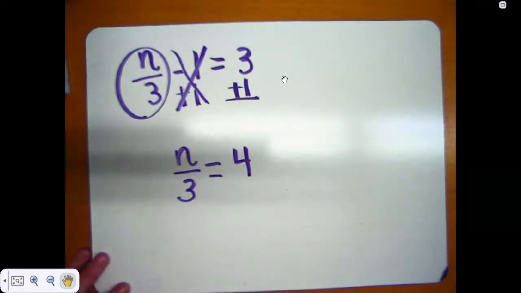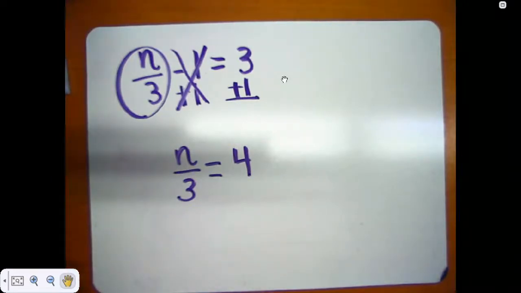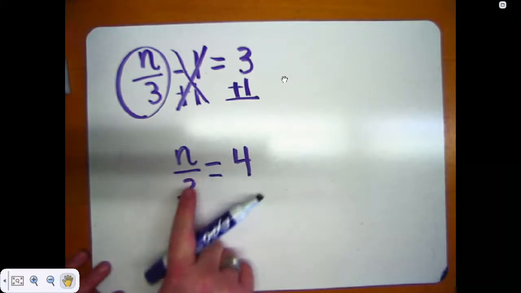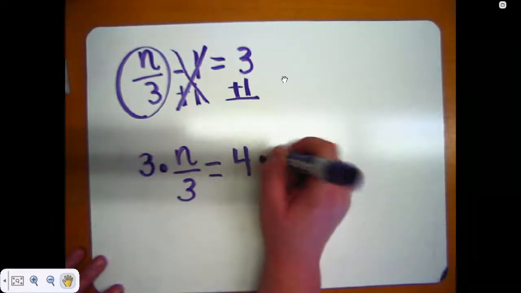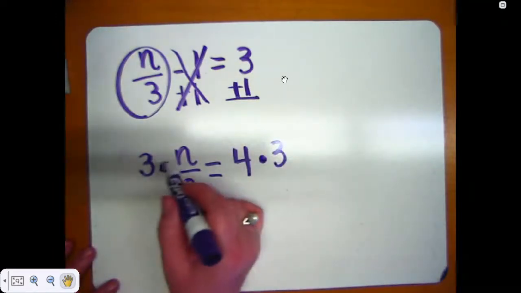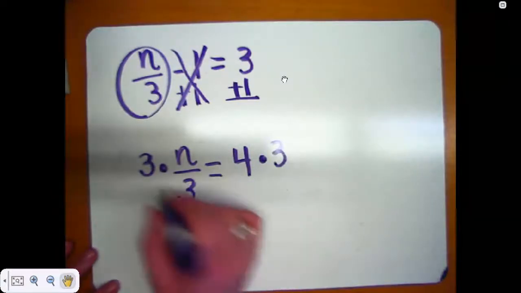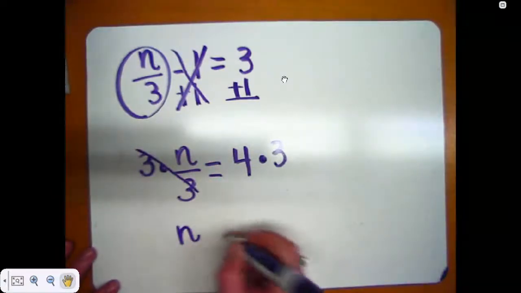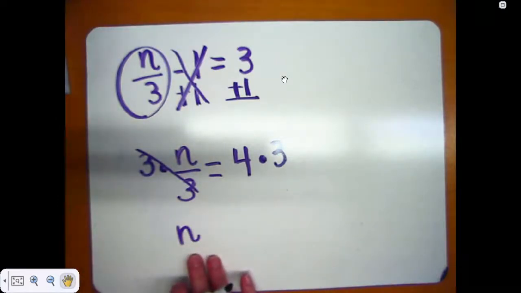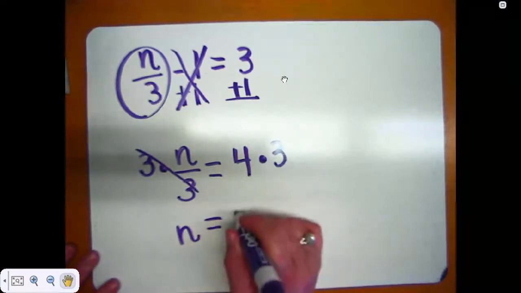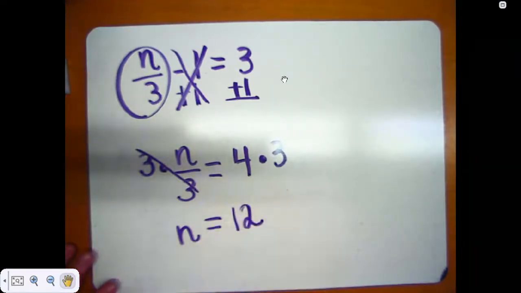Now I still need to get n by itself. So again, I'm going to do the inverse operation. By the way, remember that inverse means opposite. Right now, n is being divided by 3, so I'm going to multiply both sides by 3. So this becomes 3n divided by 3, which is equal to just 1n. I don't write the 1 there because it's understood that it's there when you only see the variable, and n is equal to 4 times 3 is 12.